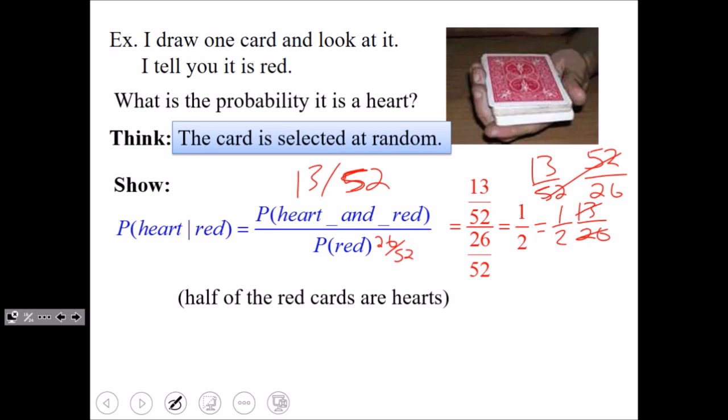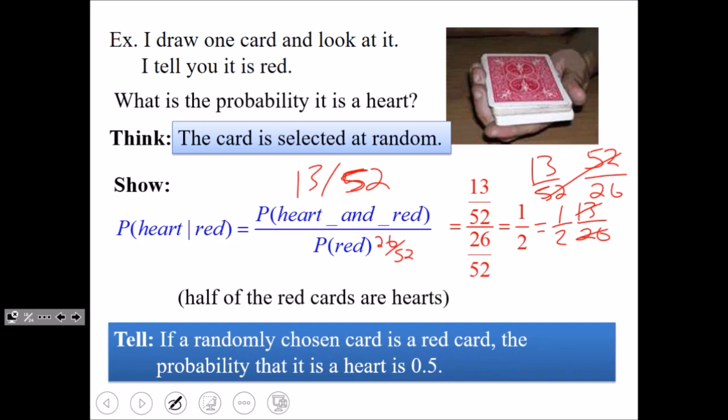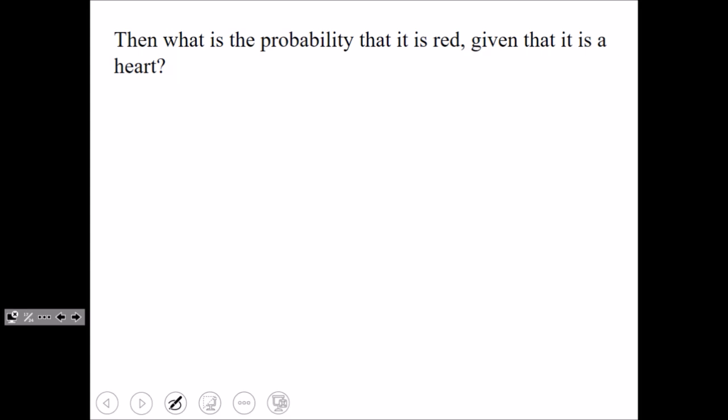Okay. So again, we still need to tell our answer. If a randomly chosen card is red, the chance of it being a heart is 50%, 0.5, or you could say 1/2. Remember, with probability, we normally give 4 decimal places. Come on. So what's the chance the card is red given that it's a heart?